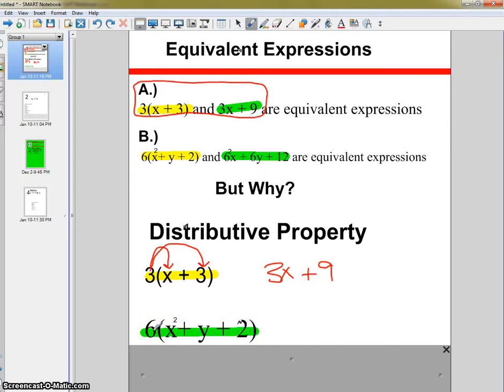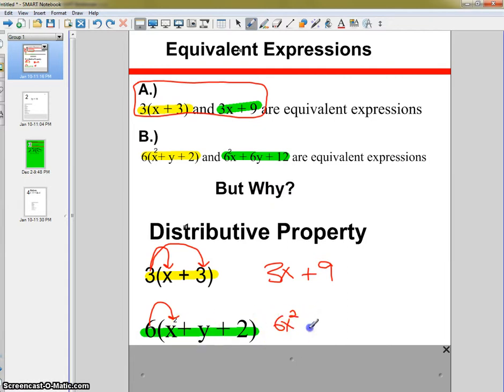So I have 6, which is my constant term. It's outside the parentheses. In the parentheses, we've got x squared plus y plus 2. Because these are touching, this is a signal now to multiply. I'm going to multiply 6 on the outside with whatever's on the inside. 6 times x squared is going to be 6x squared. I have my coefficient now.